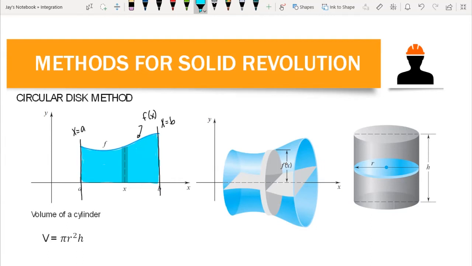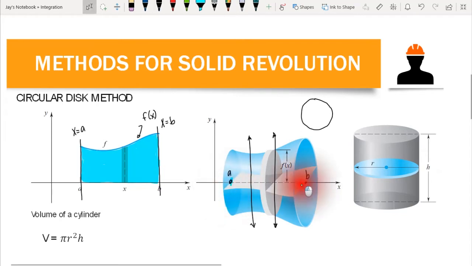Now, take note, if we try to cut the solid here at any point within this limit, let's say this is A, and this one is B. So if we try to cut at any point, we would see a circular cross-section, correct? That is a circle at any point from A to B.